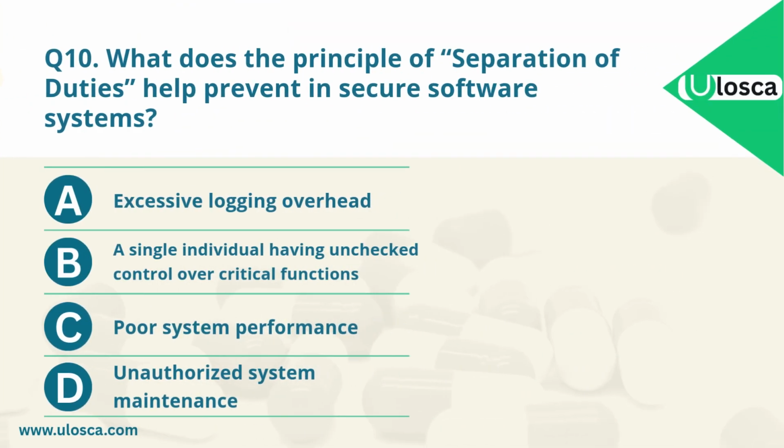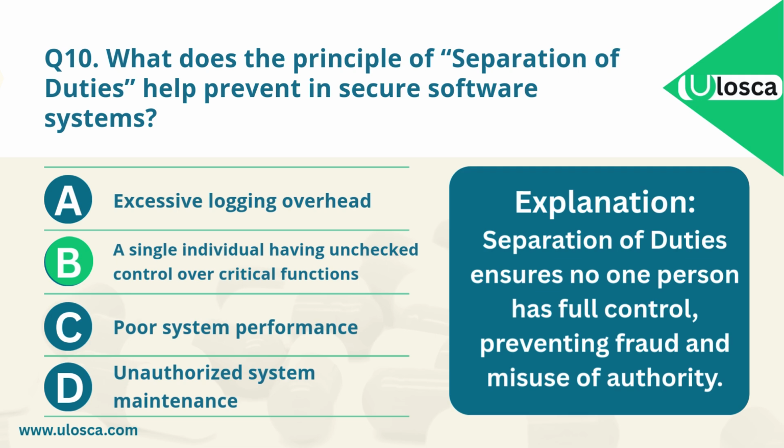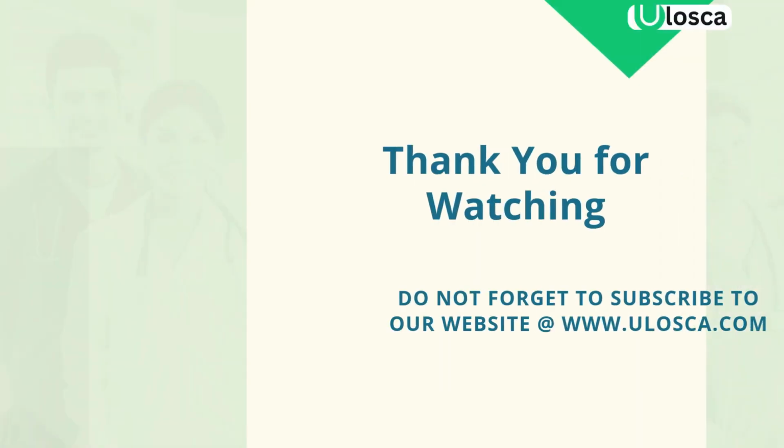The correct answer is B. A single individual having unchecked control over critical functions. Explanation: separation of duties ensures no one person has full control, preventing fraud and misuse of authority.